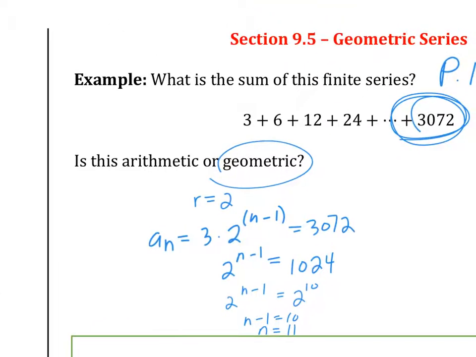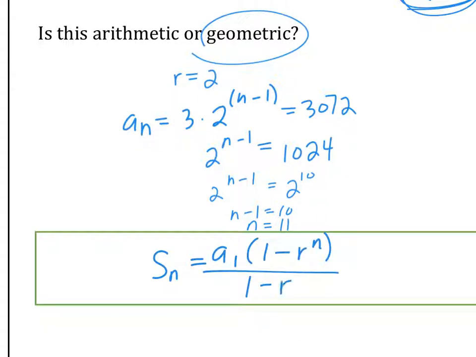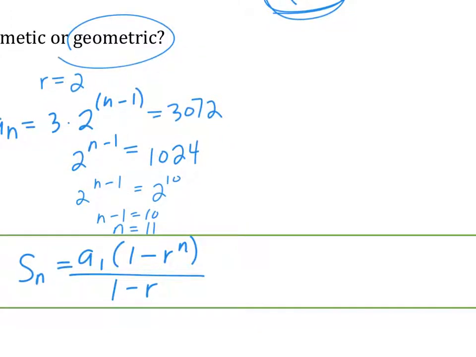Now, this is asking for the sum. So we are not writing a summation notation. We are actually evaluating what the sum is. So I think you wrote this down before. So sum of n numbers is equal to a1 times 1 minus r to the n over 1 minus r. So this is a very long formula to memorize. Don't have time to derive it, but this is the sum of a geometric series. So let's go ahead and apply.